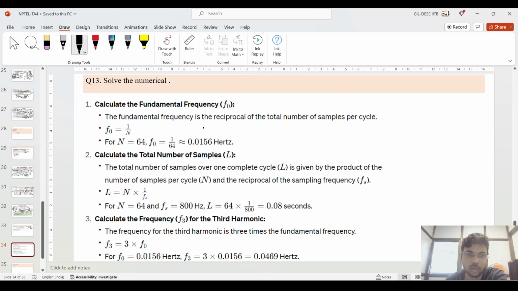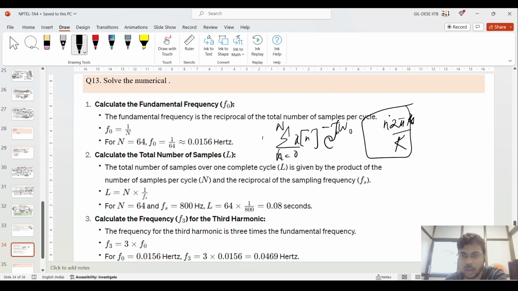Okay, I hope that everyone has read the question. Let's come to the solution part. I will make you understand how you should solve this question. You know that when the transformation is done, the sum from n equal to 0 to N of x[n] e to the power minus j n omega naught, where omega naught is 2 pi by N.